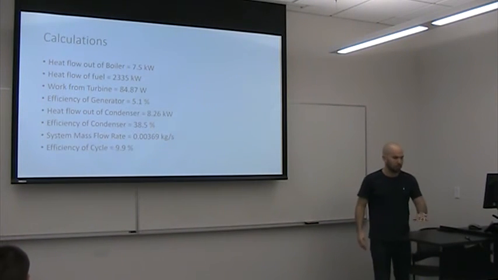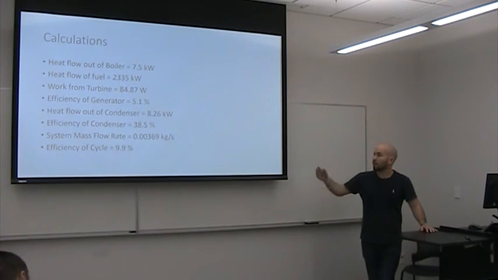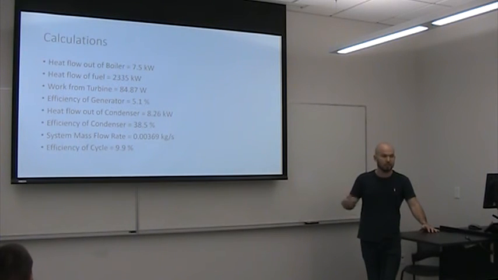So when I used the thermodynamic tables, I found that we had a heat flow out of the boiler of about 7.5 kilowatts. The heat flow of the fuel is about 2,335 kilowatts. So there's not really much heat going into the system that's actually being converted into heat of the steam, in terms of how much we actually put in with the fuel. We got about 84 watts from the turbine, and the efficiency of the generator turned out to be about 5%. This is because we got about, I think it was like 4 watts, whenever we actually did it.